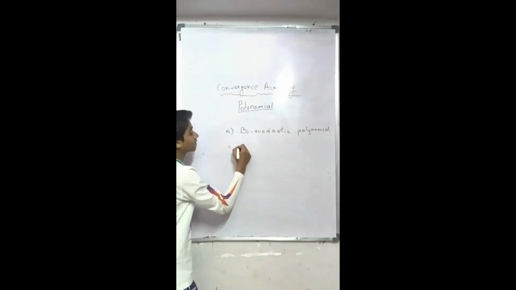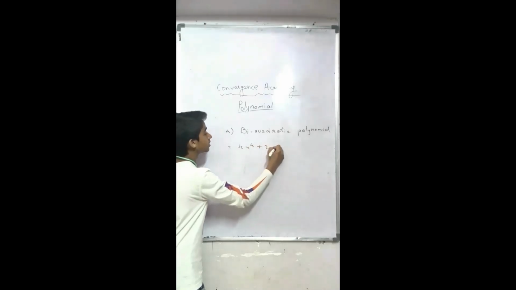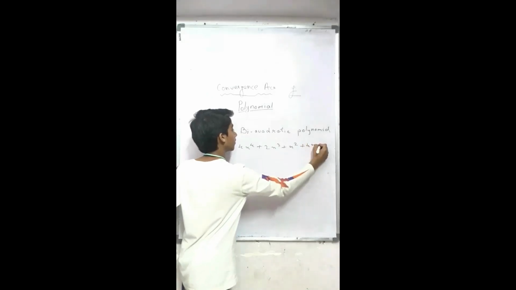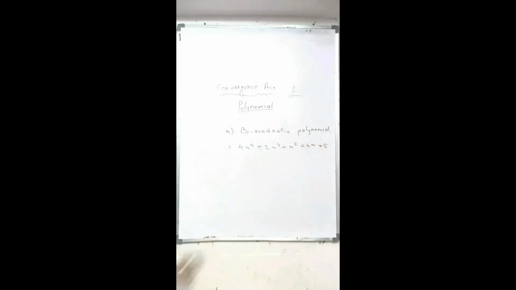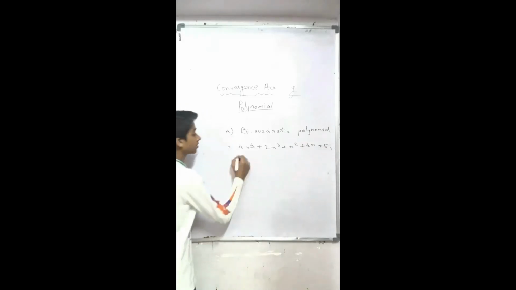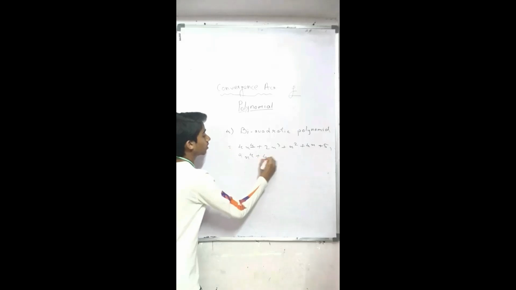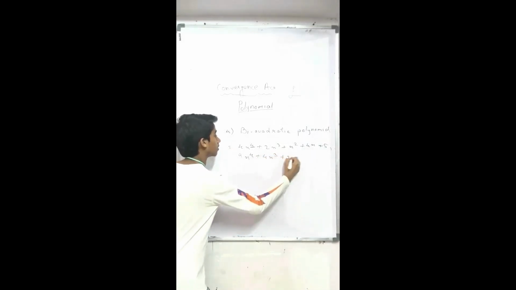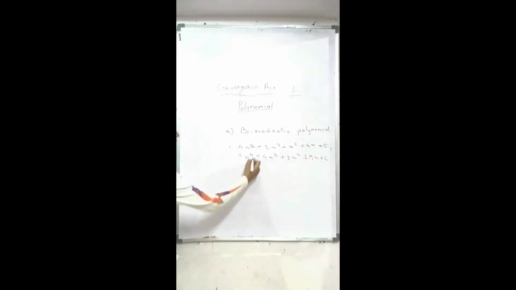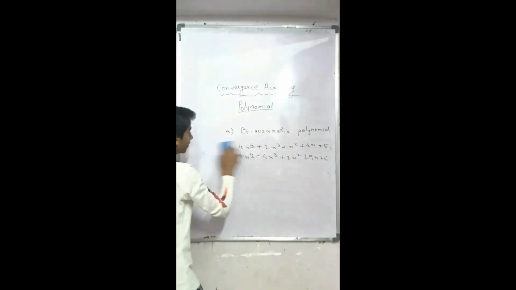Okay. x to the power 4 plus 2x to the power 3 plus x to the power 2 plus 4x plus 5. So you see here that the highest degree is 4. So that's why it's called a biquadratic polynomial. Okay. We'll see one more example of this. So what you see here, the highest degree is 4. So that's why it's called a biquadratic polynomial. Okay. So we will move to our next point.